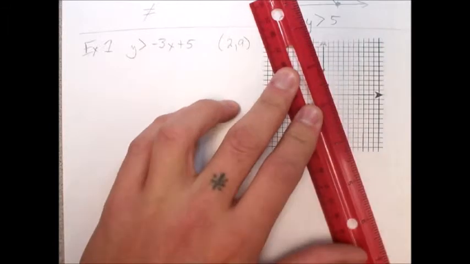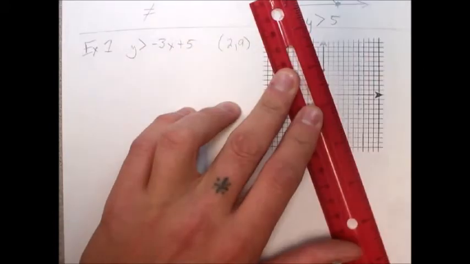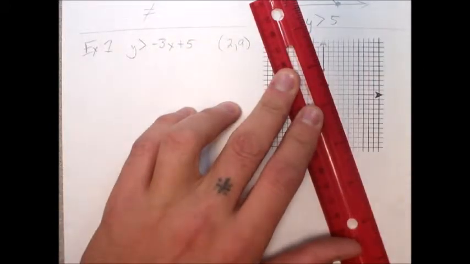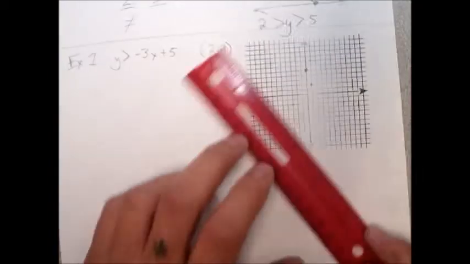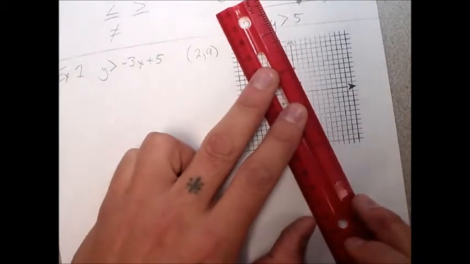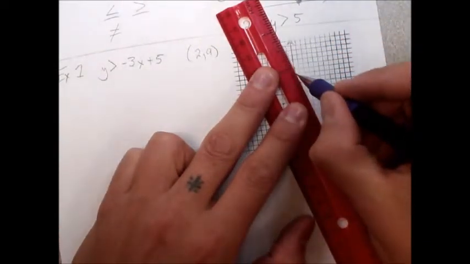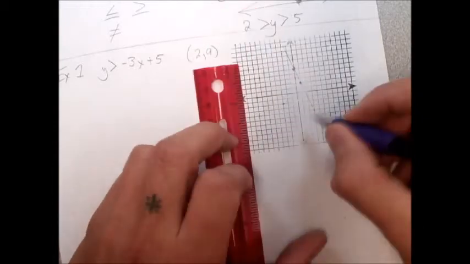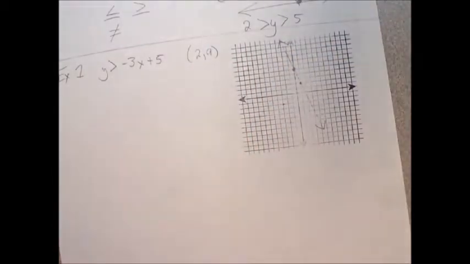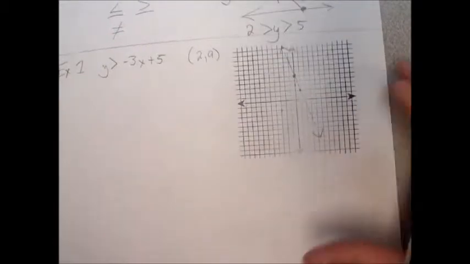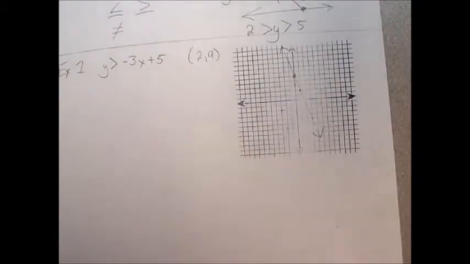Since it says greater than, is my line going to be solid or dotted? Is it inclusive or exclusive? Remember when we did our dots? It's exclusive, so it's going to be dotted. So I'm just going to go ahead and dot the line as I draw it. Put arrows on either side, and then you run a test point. Your test point is important. So they give you (2, 9) to use as a test point.